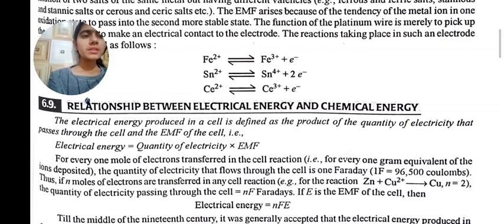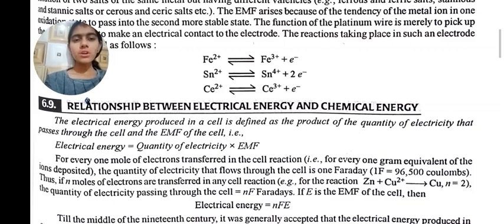1 Faraday is equal to 96,500 coulombs. Thus, if n moles of electrons are transferred in any cell reaction, for example, for the reaction zinc plus copper 2 positive goes to copper, n is equal to 2. The quantity of electricity passing through the cell is equal to n Faradays. If E is the EMF of the cell, then electrical energy is equal to nFE.